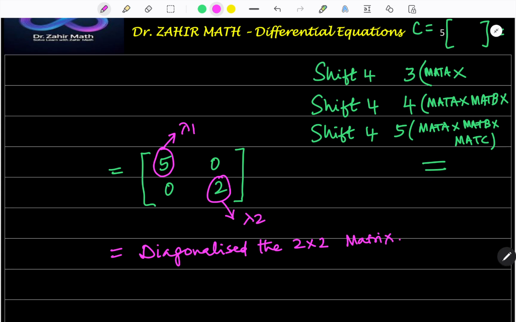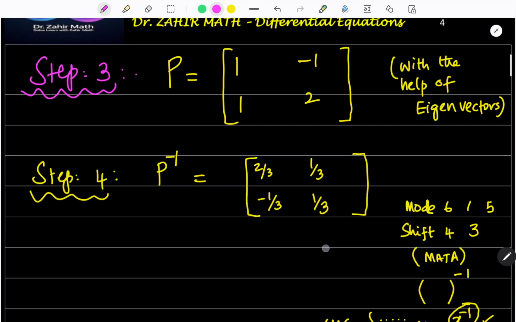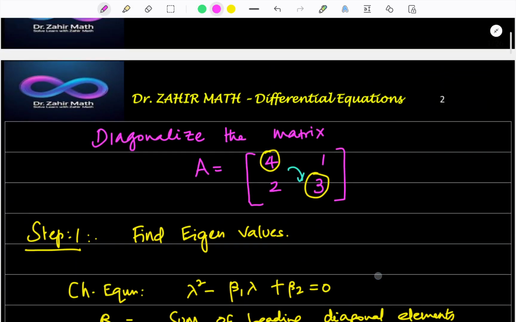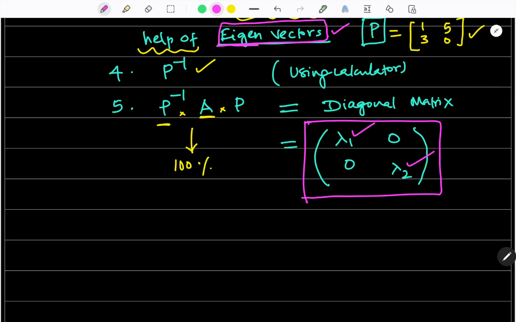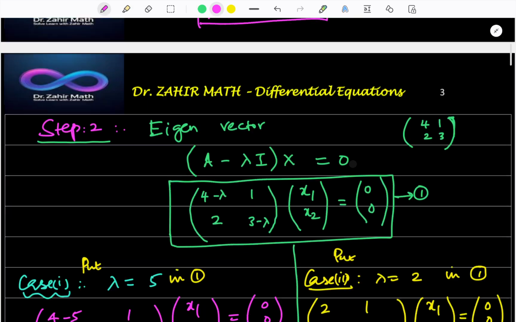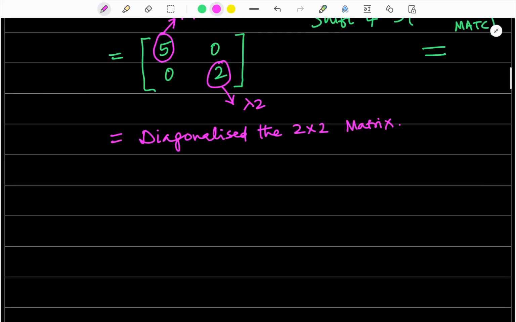This is what I told you in the procedure. In the 5 steps I gave you, in the 5th step your final answer will have lambda 1 and lambda 2 here. So keep in mind that in your final answer, the diagonal elements must be your eigenvalues. In this way, you do the diagonalization procedure. Well done.